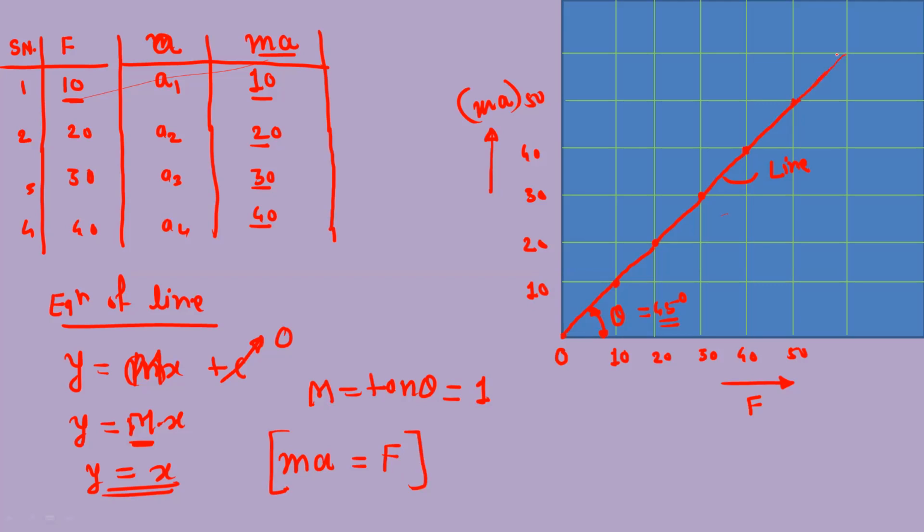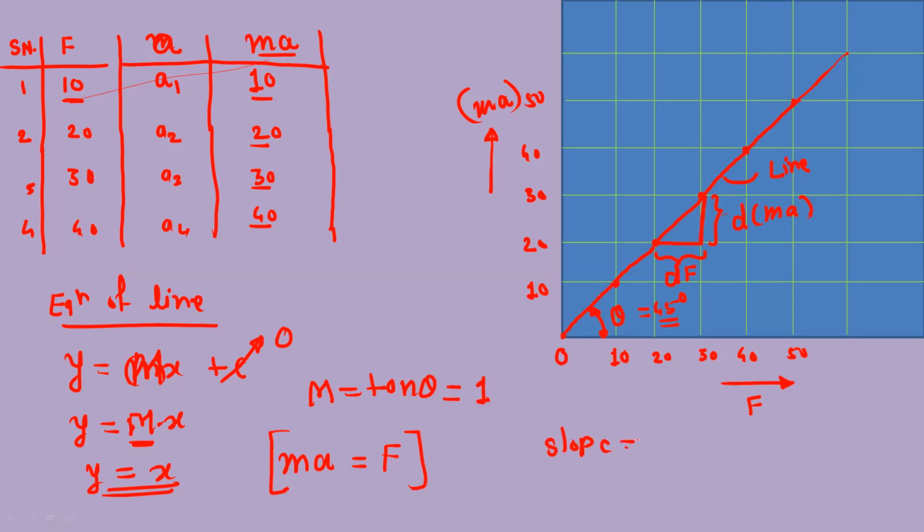The second method to find out this equation, F is equal to mass into acceleration, is nothing but you find out this slope. So this slope is nothing but the difference on the y-axis. So we can take this as d(mass into acceleration). This difference is nothing but the difference in the force value, so we can take this as dF. So what is the slope?